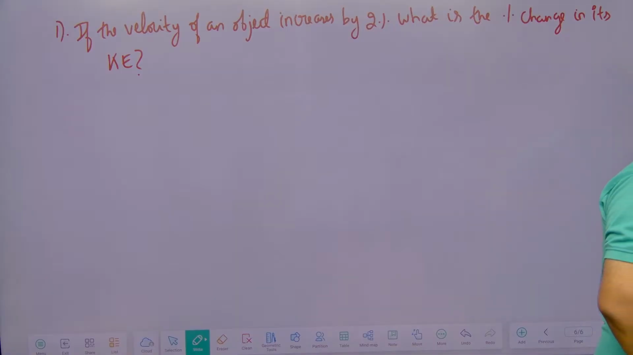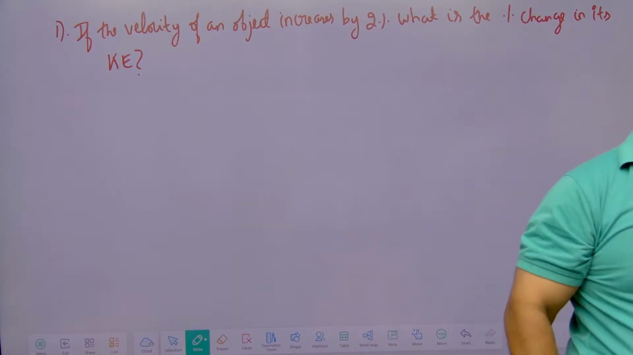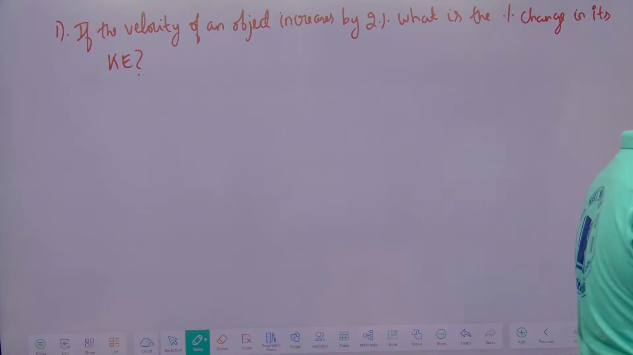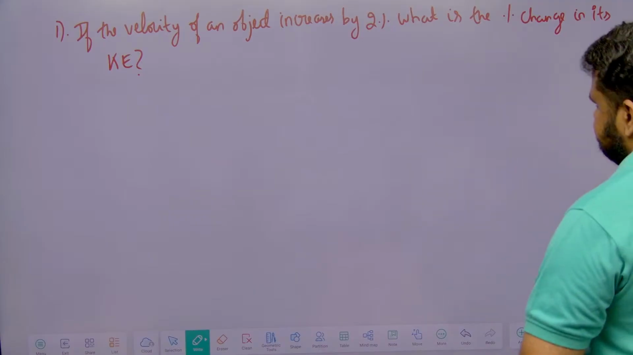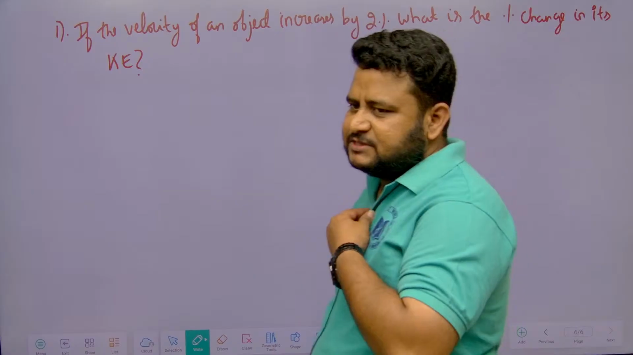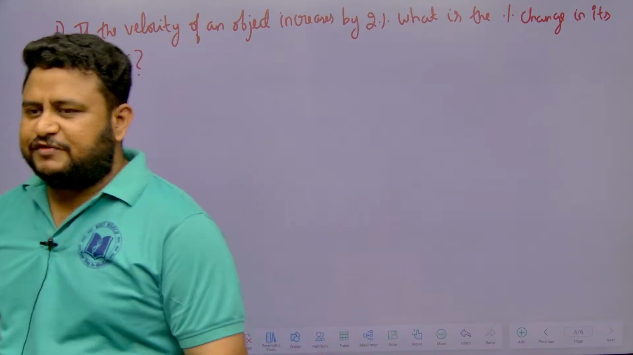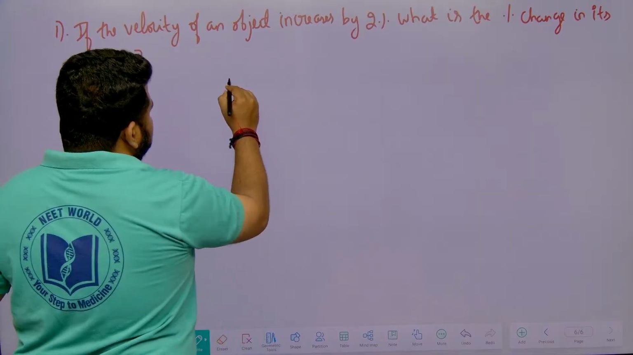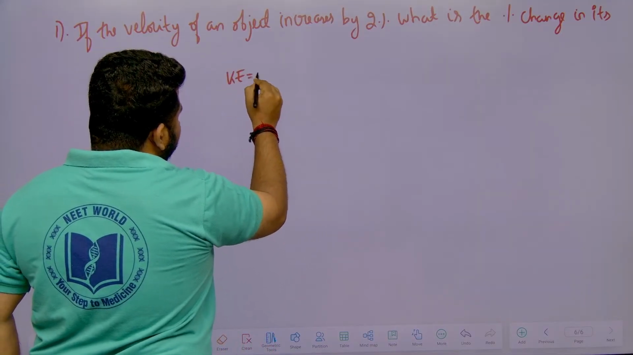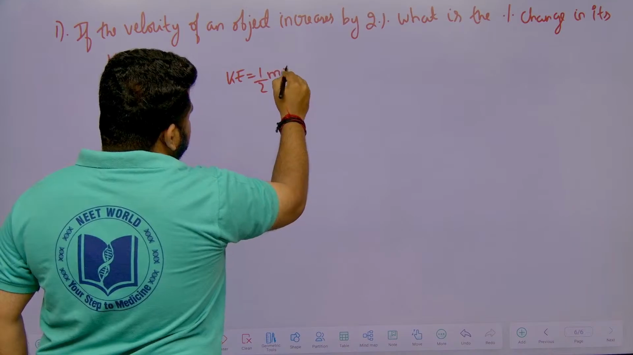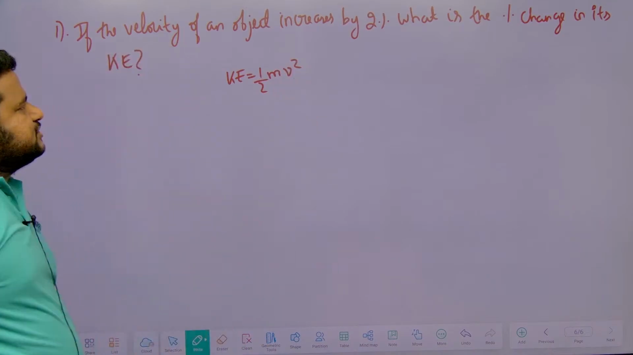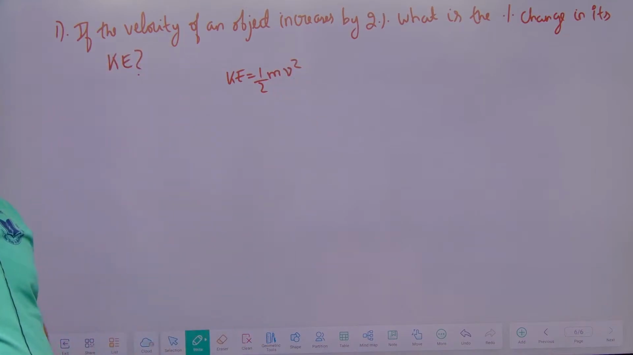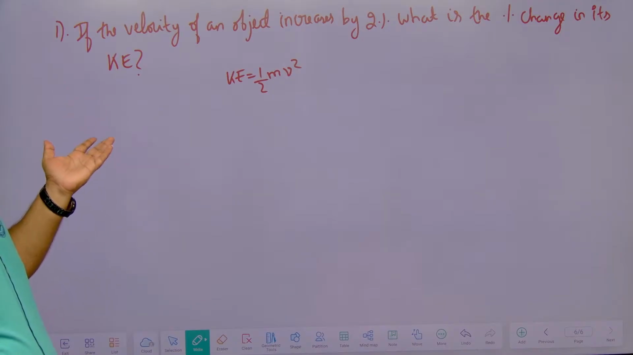Now, how to do this? Kinetic energy is equal to half mv square. What are they telling? The velocity of an object increases by 2%. What is the meaning of that?